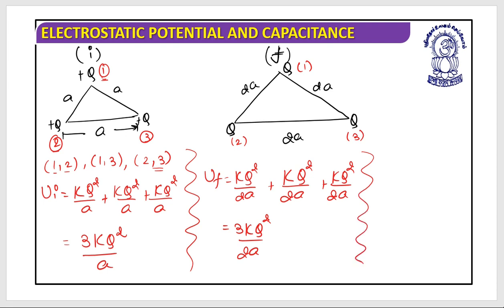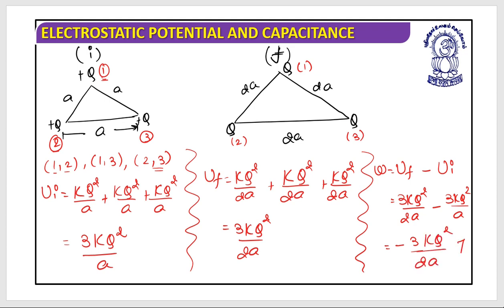Yes, I hope these things are clear to you. Is it clear to you? Now, we are going to do UF minus UI. This is final: 3kq square by 2a minus 3kq square by a. So, the remaining term would be minus 3kq square by 2a. This is the work done required, in Joules.